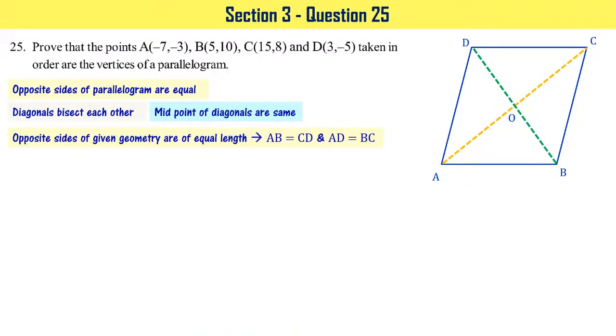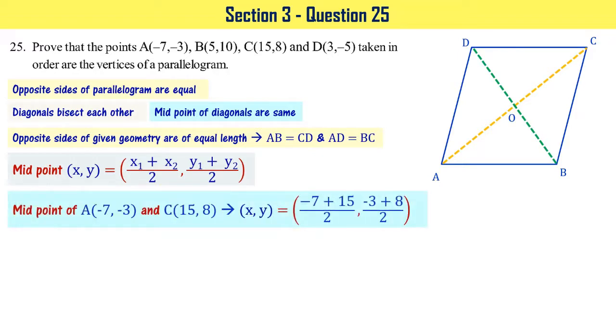And now see whether the midpoint of the diagonals is the same or not. We know the midpoint is defined as (x1 plus x2) divided by 2 comma (y1 plus y2) divided by 2, right? Now let's find the midpoint of AC. AC is one of the diagonals, right? A is minus 7 comma minus 3 and C is 15 comma 8. When you substitute those for x1 y1 and x2 y2 and simplify, you get 4 comma 2.5. The midpoint of AC is 4 comma 2.5. That is here.